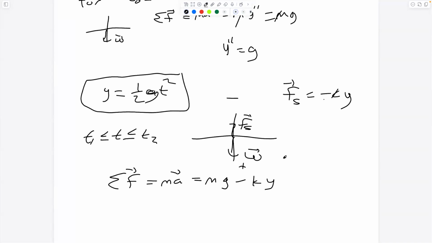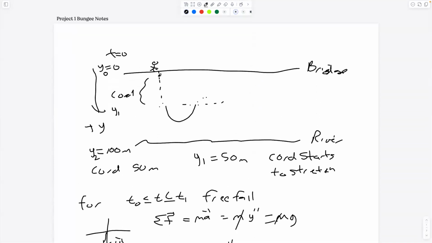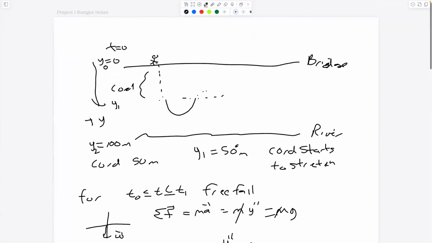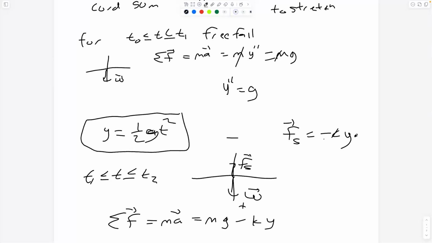Now, we've got to be careful here because when I say y here, I do not mean this distance. I mean just this distance, how far we've been stretched. So there are a couple of ways we could do this. I know how long the cord is. I could say here y minus 50.